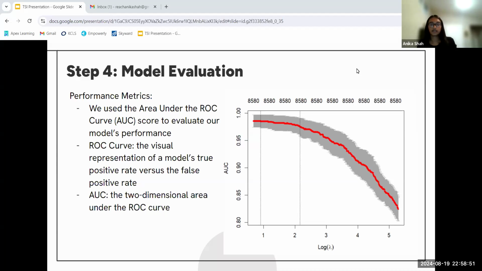The AUC provides a single value between 0 and 1 that represents our model's ability to make accurate predictions. A higher AUC score signifies better model performance. The figure on the right shows an example ROC curve of our original model before finding the optimal parameters.